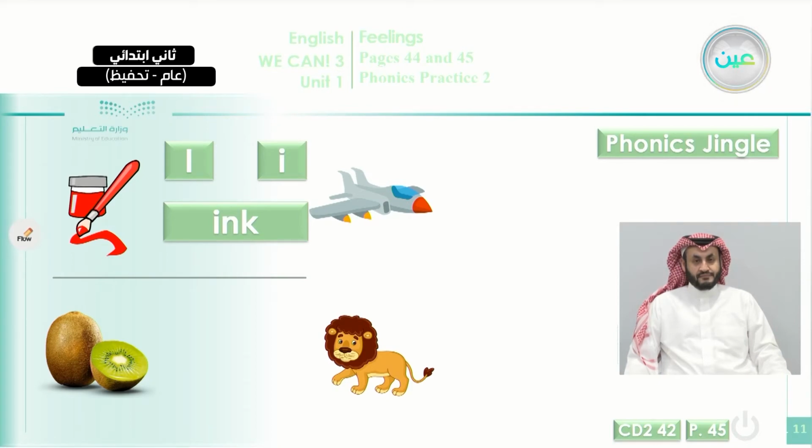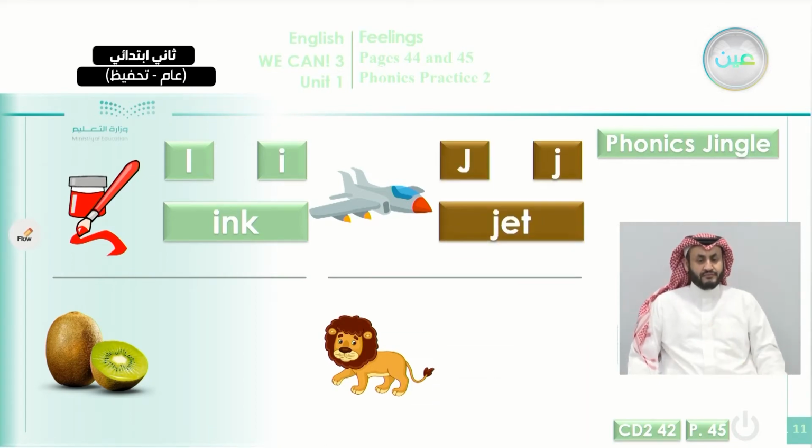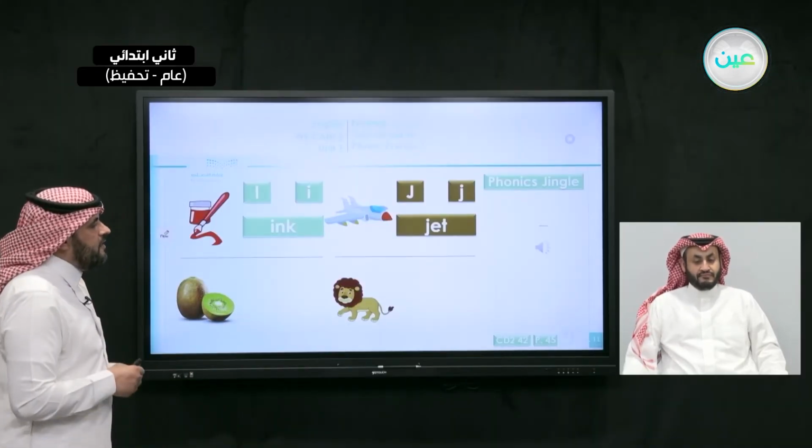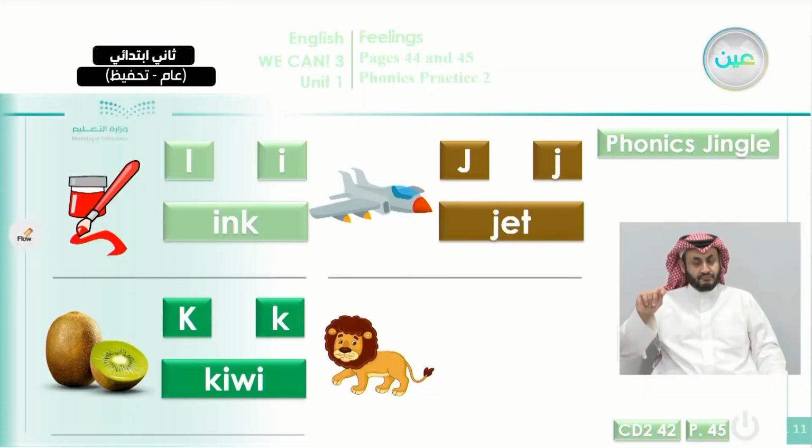Okay, the next one, you can tell from the picture, what is this picture? It's a picture of what? A picture of a jet. This is a jet. The word jet starts with J, as you can see here, and we have 2 forms of this letter, J in capital and j in small. This one is kiwi, as you can see here. The word kiwi starts with K, and you can write it in capital or in small.